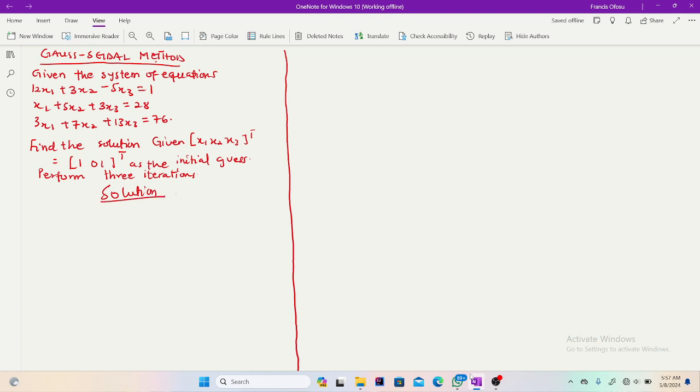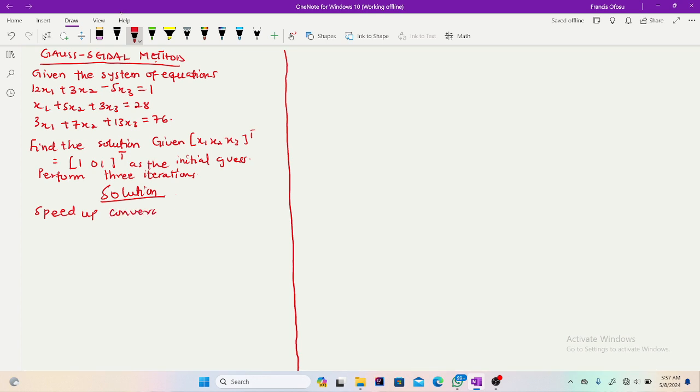So I explained that the Gauss-Seidel method is an improvement on Jacobi, and its goal is to speed up the rate of convergence. Okay, so it is purposely to speed up convergence. Because we want to speed up convergence, that is why we are upgrading the method of Jacobi, so that we can approach our exact answer as quickly as possible.